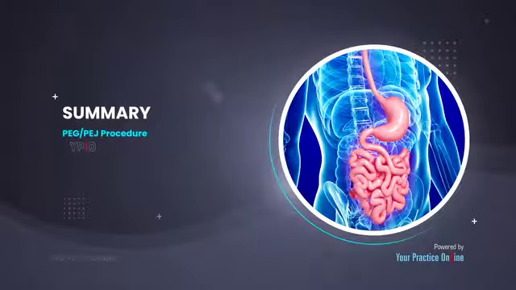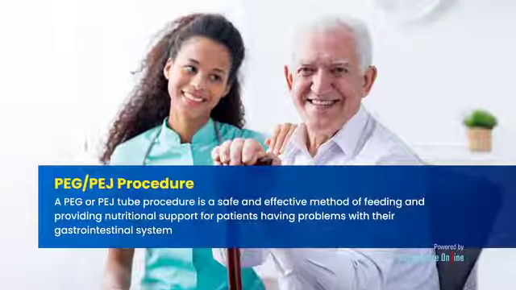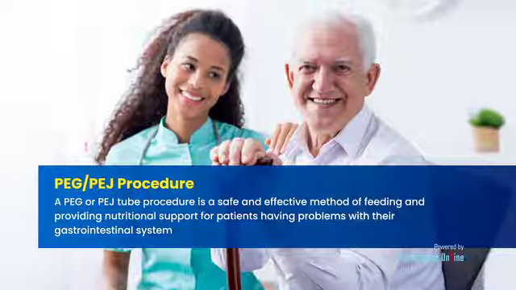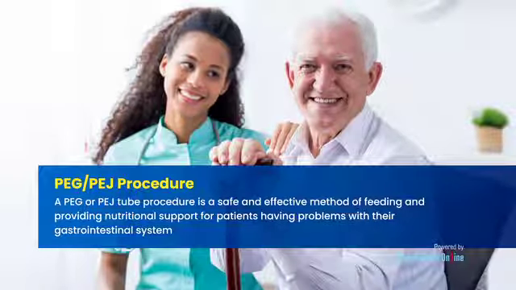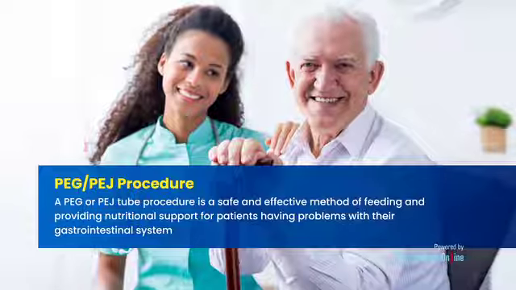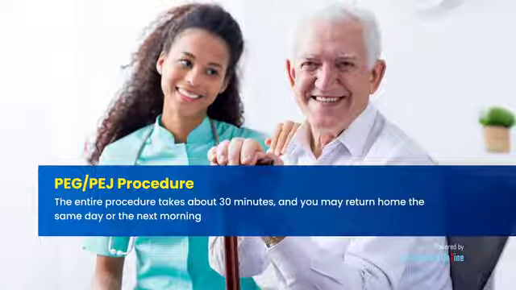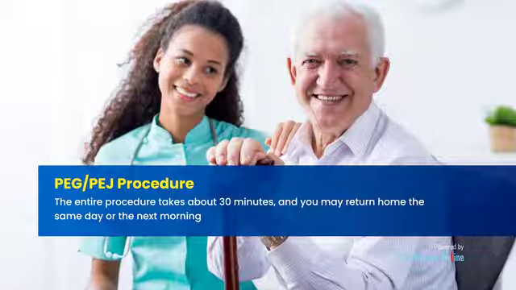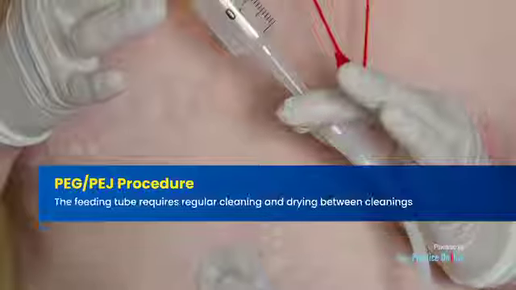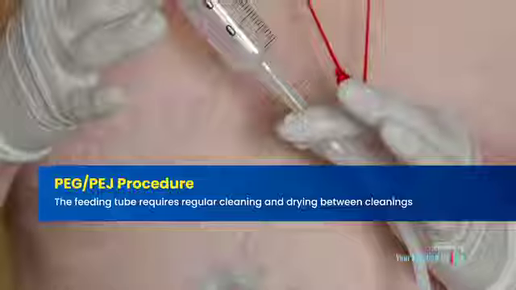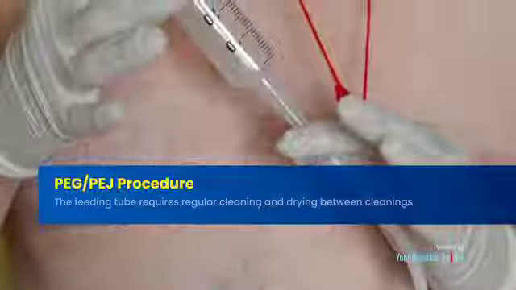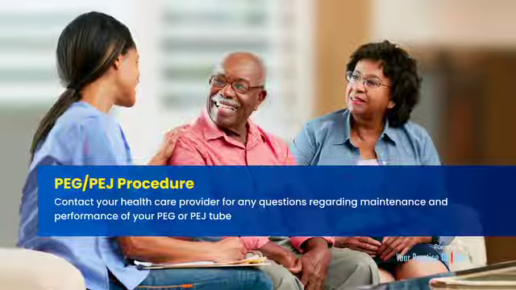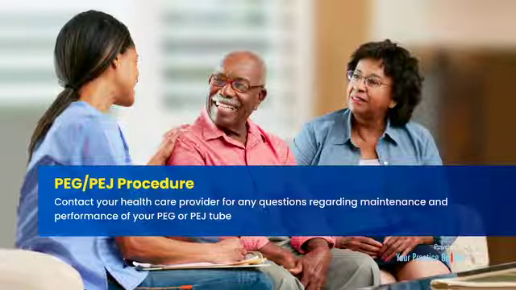Summary. A PEG or PEDG tube procedure is a safe and effective method of feeding and providing nutritional support for patients having problems with their gastrointestinal system. The entire procedure takes about 30 minutes, and you may return home the same day or the next morning. The feeding tube requires regular cleaning and drying between cleanings. Contact your healthcare provider for any questions regarding the maintenance and performance of your PEG or PEDG tube.